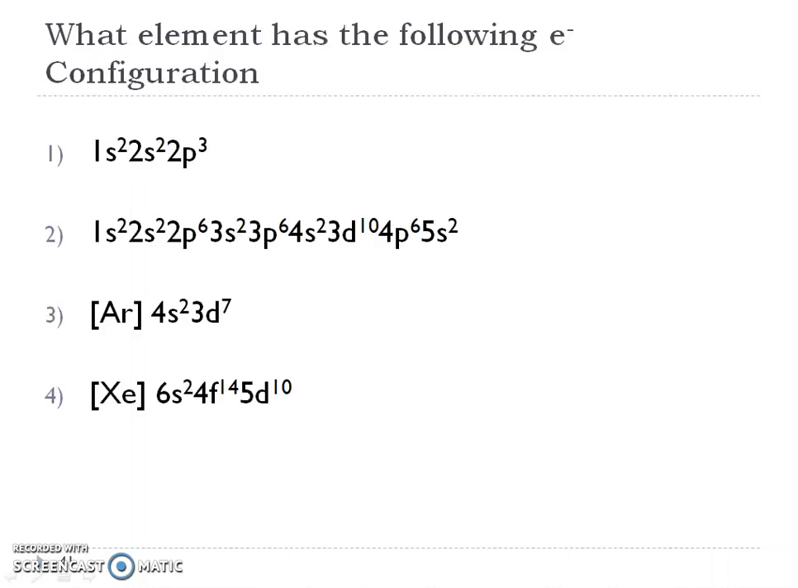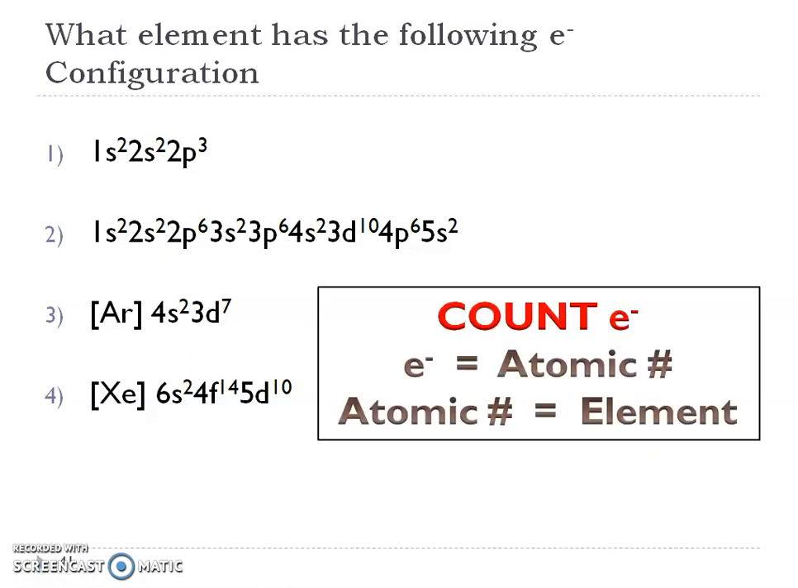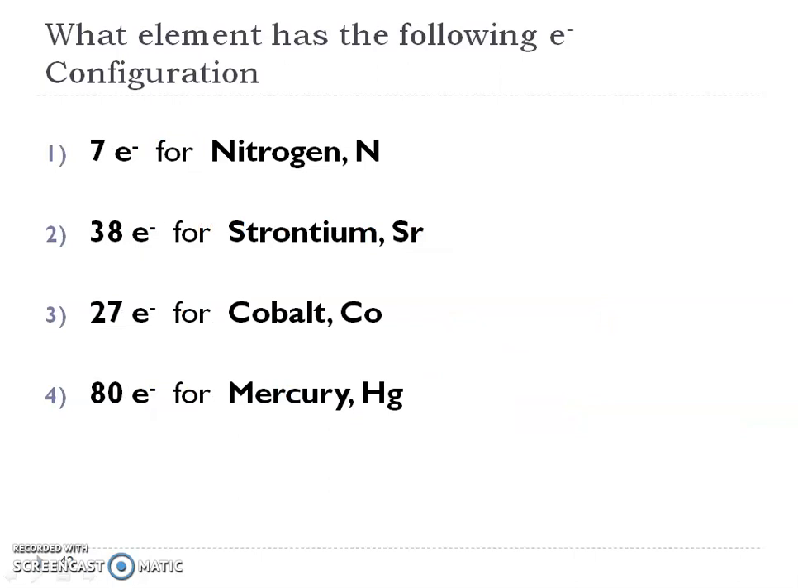Now, how about if I go the other way, give you the electron configuration, and I want to know the element? The biggest thing is to count those electrons, count those little exponents. The number of electrons gives us the atomic number, and that atomic number gives us the element. So pause the video, count up these electrons, and find that element. You should have gotten this as an answer.